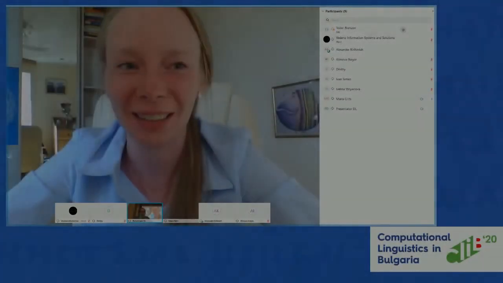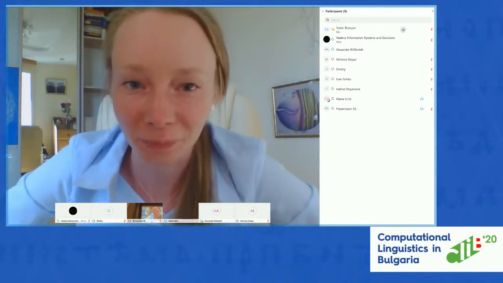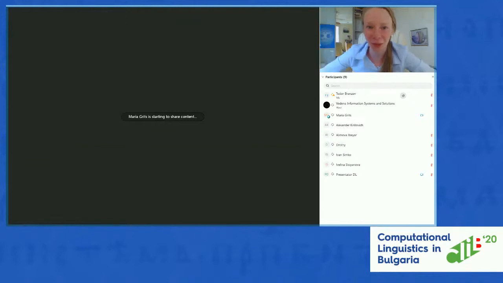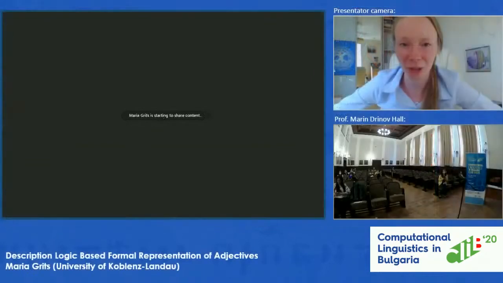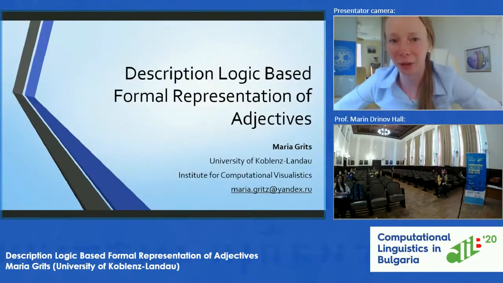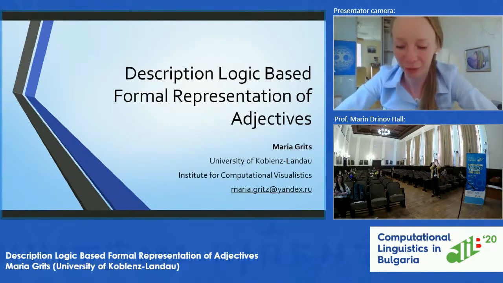After 2 years, I'm happy to participate in the conference again. And today, I would like to present my research. As during the previous conference, it's dedicated to description logic-based formal representations. But now I'm working on adjectives. So today, I'm going to present the result of my research work.